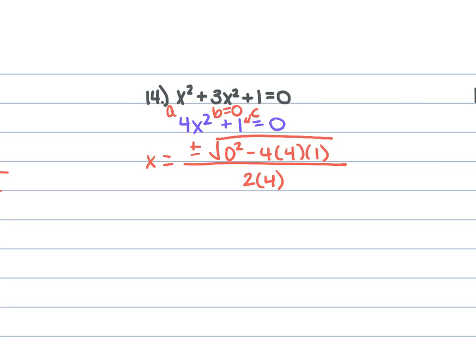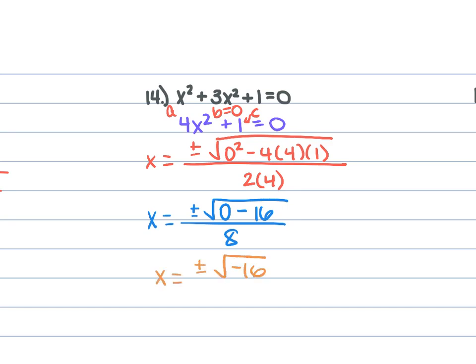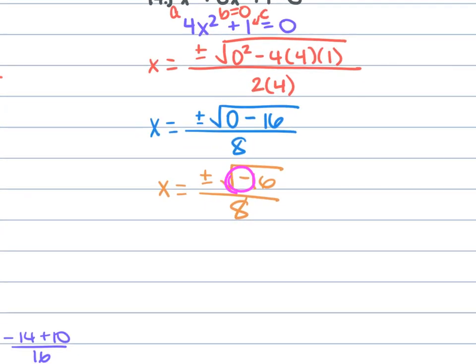all over 2 times 4. If we simplify this one step further, we have x is equal to plus or minus the square root of 0 minus 16 all over 8. The 0 minus 16 is negative 16, so x is equal to plus or minus the square root of negative 16 over 8. We cannot take the square root of a negative, so this is no solution.